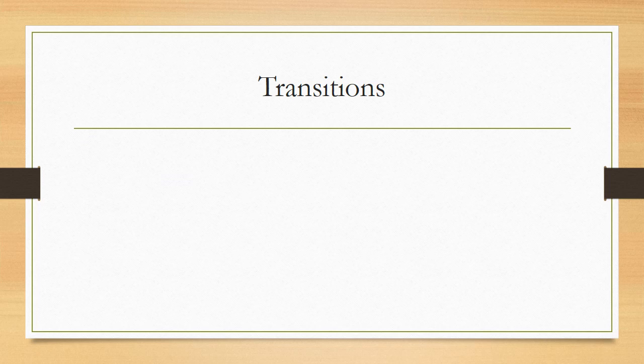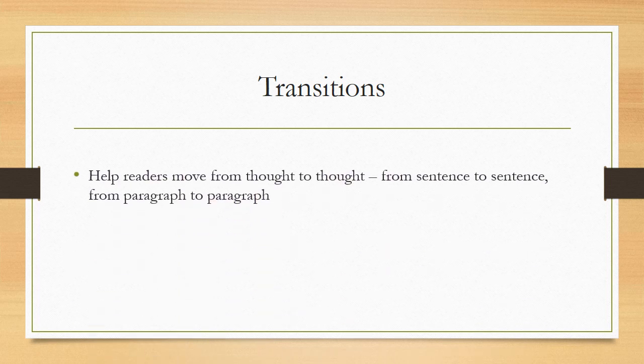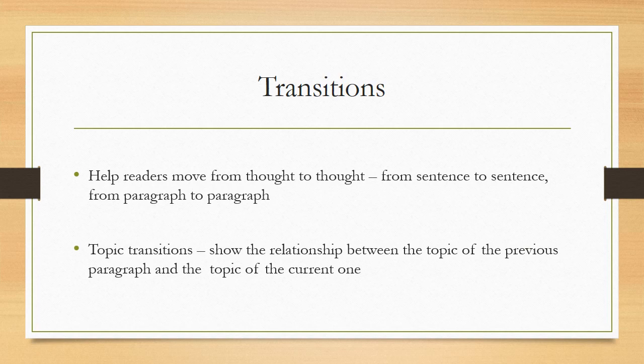I've often heard from students that these can be some of the hardest types of sentences to write. So how do you do it? They help readers move from thought to thought, from sentence to sentence, from paragraph to paragraph. Topical transitions. A topical transition, think topic sentence, right? So you're combining topic, sentence, and transition here. Show the relationship between the topic of the previous paragraph and the topic of the current one.